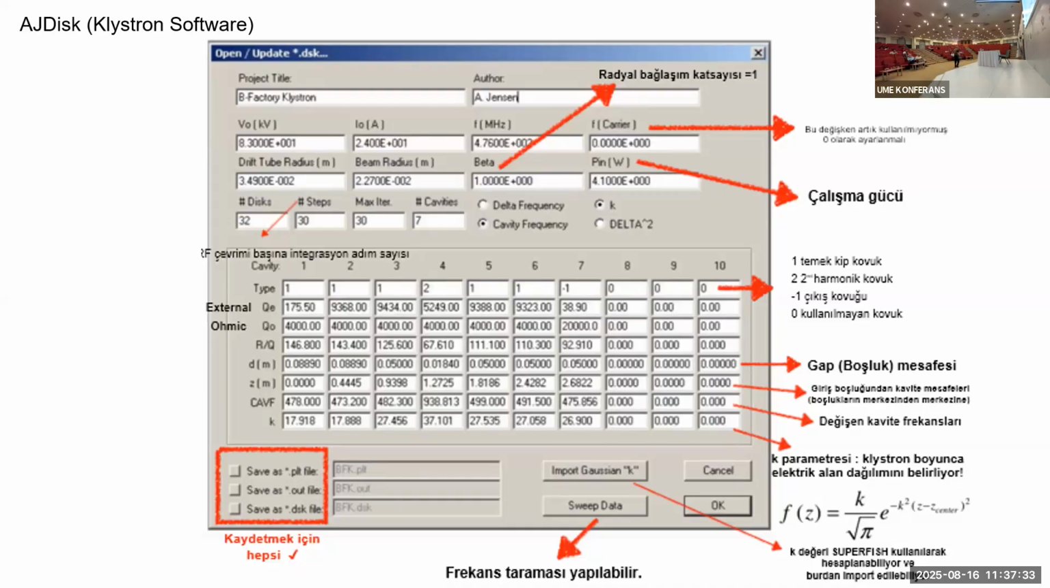Oh, yeah, I'm sorry. It's similar to the klystron. Then some of the lengths in millimeters. What is that? Gap length. You can write it. You must write it here. And frequency for each cavity. You can write it.